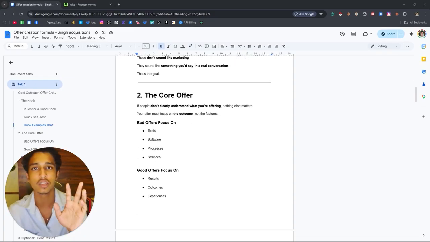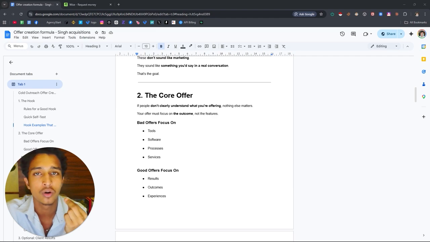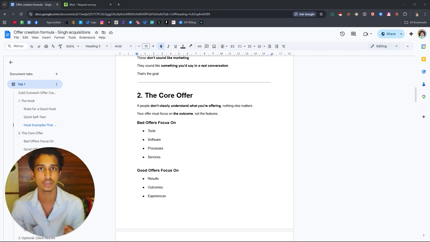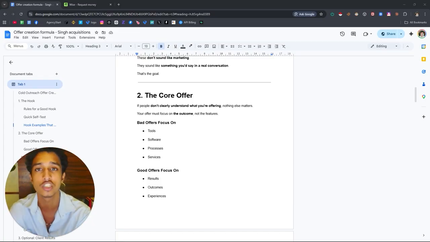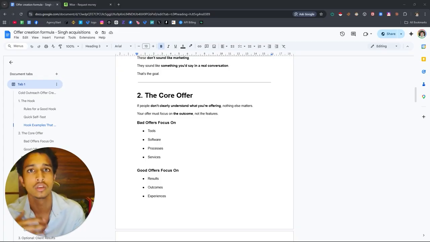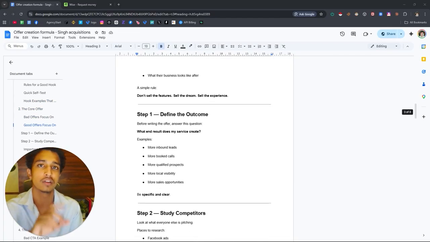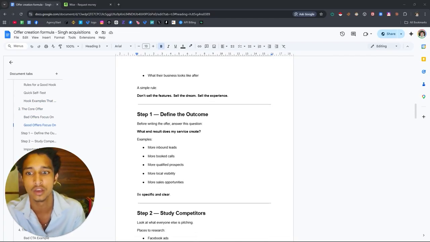The second thing is the offer. This is where you talk about results and not your process. A lot of people make mistakes here. They start explaining the tools they use, the software, and the process. No one cares about that. People only care about the results, the outcome, the experience they're going to get if they work with you and use your system.